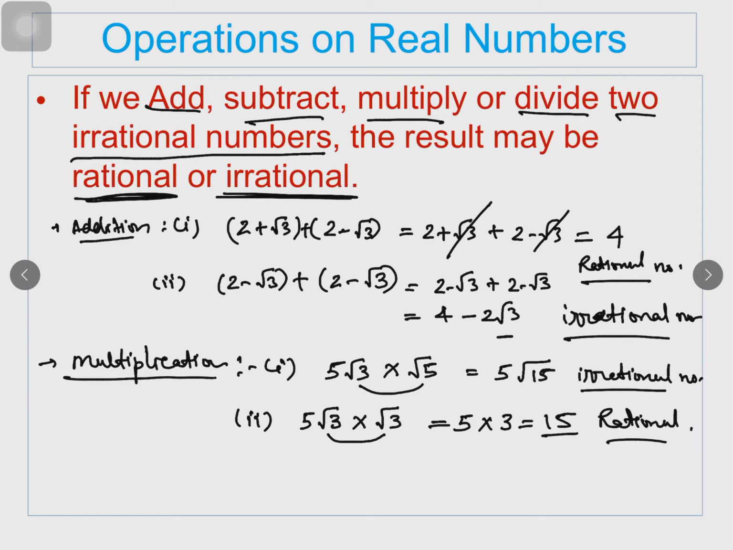So now you can see in the first example we are getting an irrational number, and in the second we are getting a rational number. So as this property says, when you add, subtract, divide or multiply two irrational numbers, the result may be rational or irrational. We have checked it for addition and multiplication. You can try it also for subtraction and division. You should try that with the help of some examples. You will find that in some cases the result will be a rational number, and in some cases the result will be an irrational number.